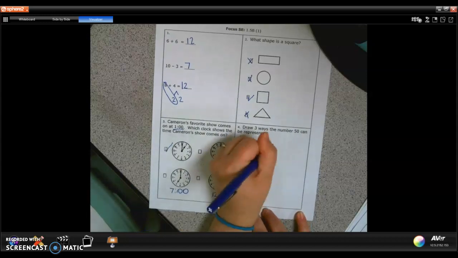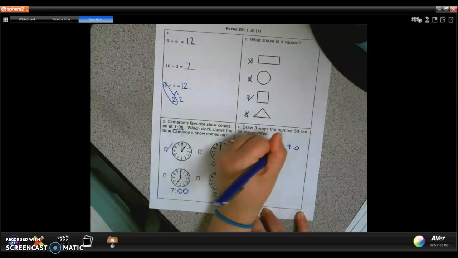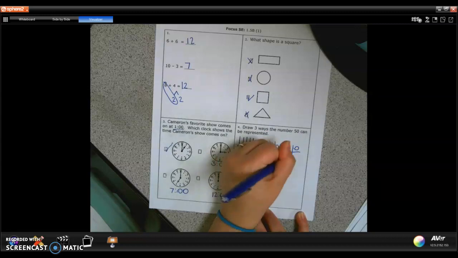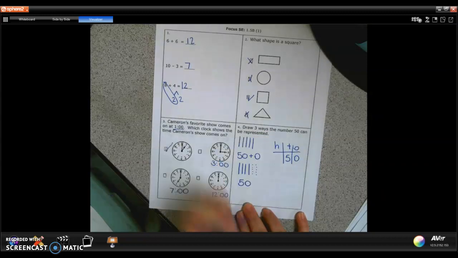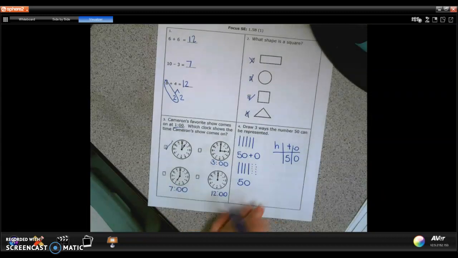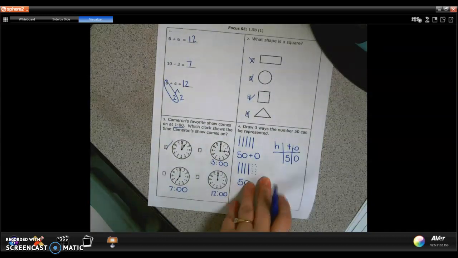I could use a place value chart to represent 5 10s and 0 1s. These are all different ways to represent the number 50. This is not the only way you can represent the number 50.